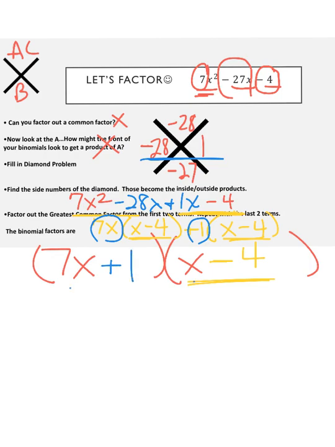So look, 7x times x is 7x squared. Outside, negative 28x. 1x times minus 4, sure enough, it is the same thing. So we have just factored that.